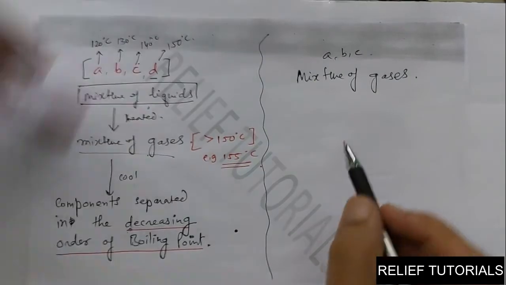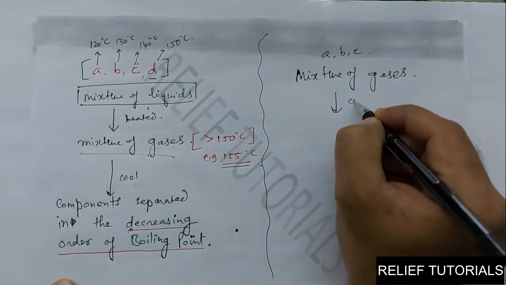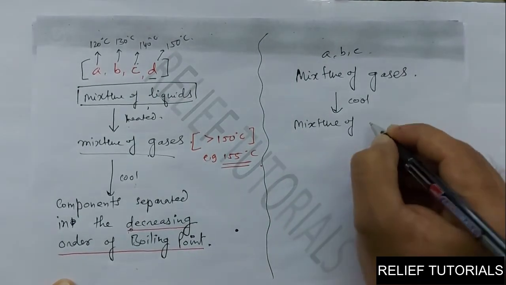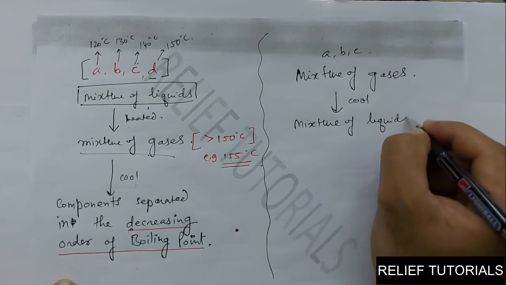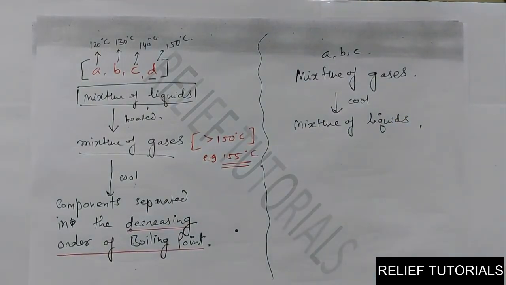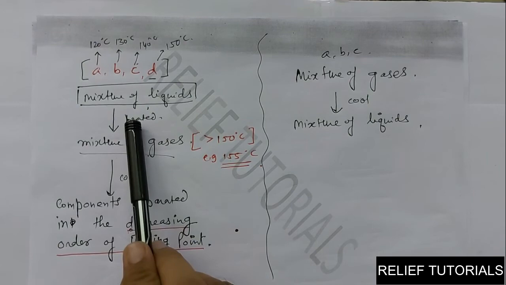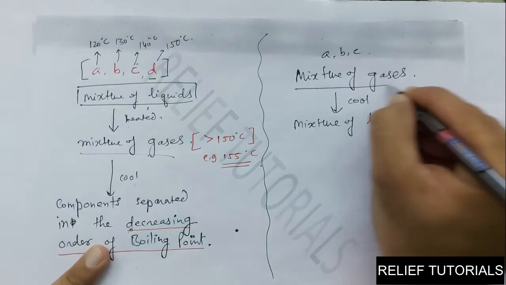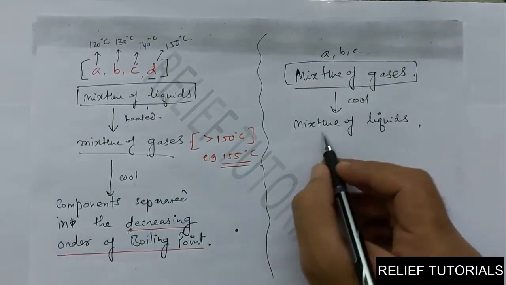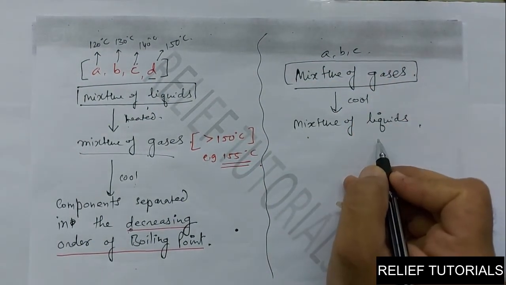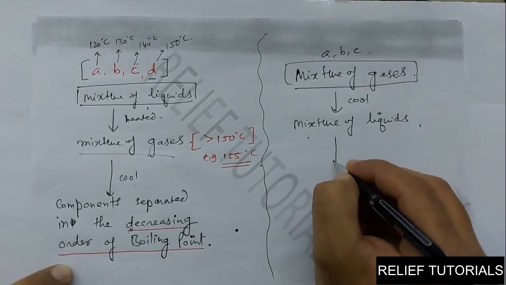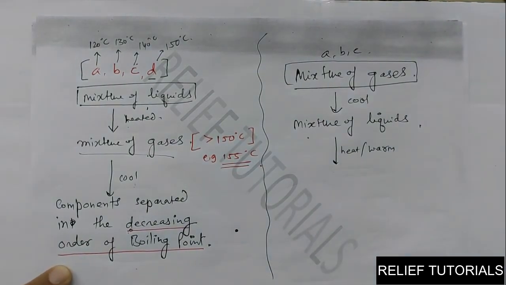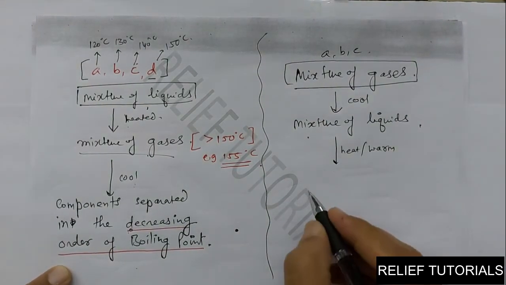Here you have the mixture of what? Gas. So first of all you have to cool and you have to obtain the mixture of liquids. Quite interesting to know that if you have a mixture of liquids, you have to heat them and convert into a mixture of gases. And if you have a mixture of gases and you want to separate them, first of all you cool them and obtain the mixture of liquids first. And then you heat them or warm up. Okay, so you will gradually get the gaseous state again.